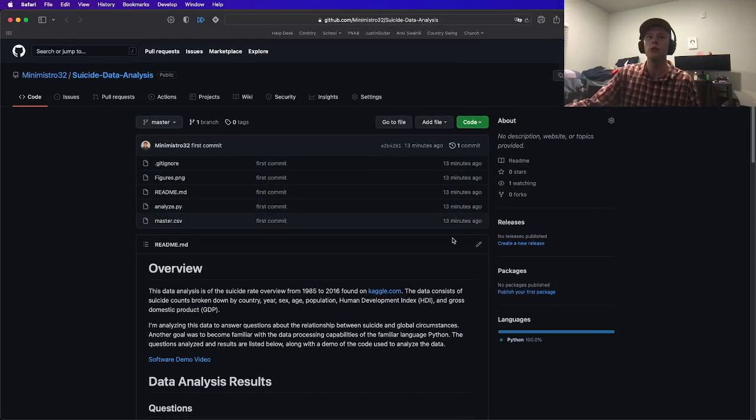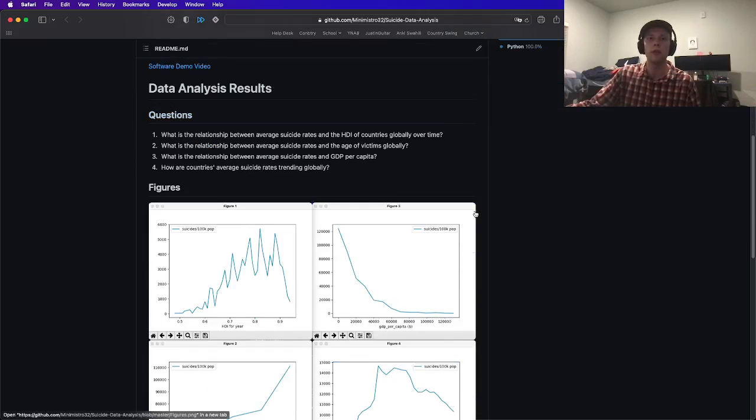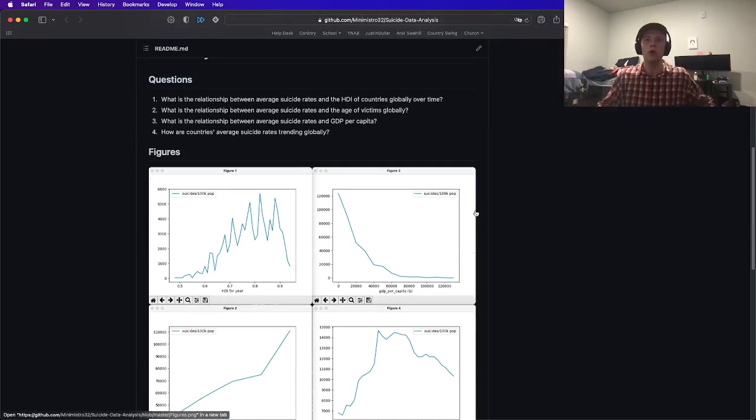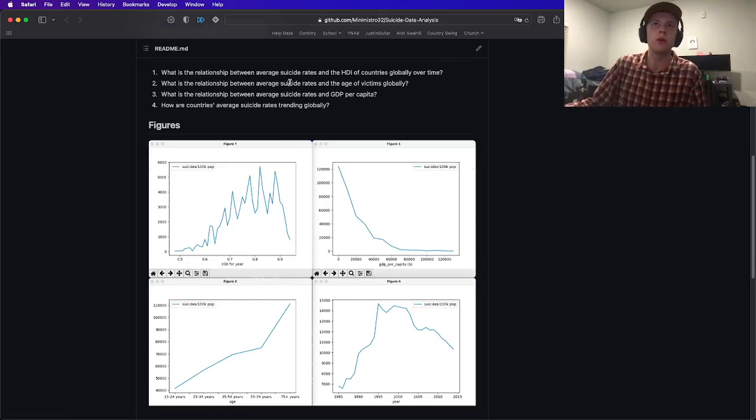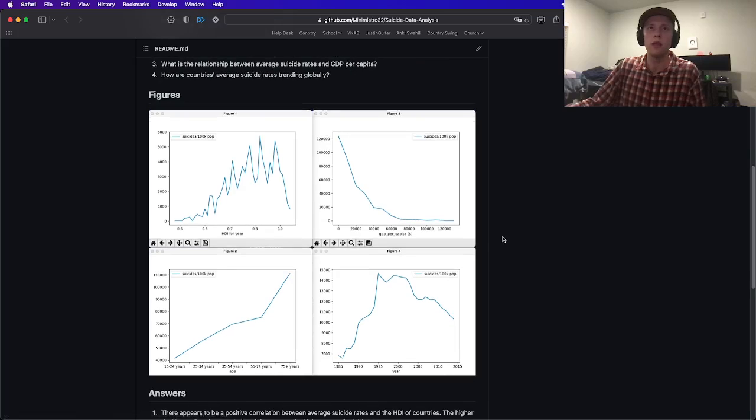Now I'd like to show you some of the things I learned as a result of looking at these questions and these data sets. The first question was, what's the relationship between average suicide rates and the Human Development Index of countries globally over time? We see that in figure 1. What is the relationship between average suicide rates and the age of victims globally? That's figure 2. Rates and GDP per capita, that's figure 3, and how are average suicide rates trending globally, and that's figure 4.